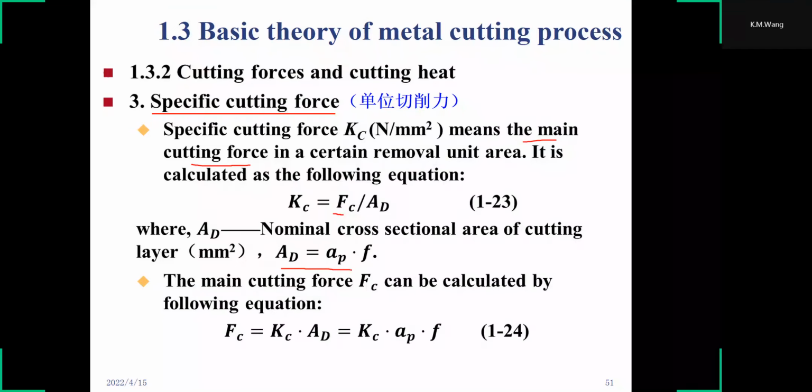Compared with steel 45, the FC increased by 4% when cutting steel 60, and decreased by 70% when cutting steel 55. And also, the higher the plasticity and toughness of the materials, the larger the cutting deformation, and the larger the cutting force.